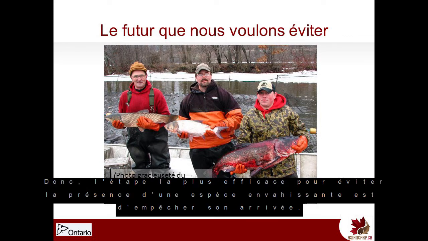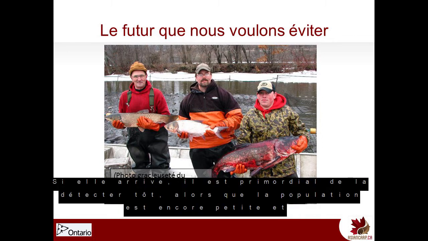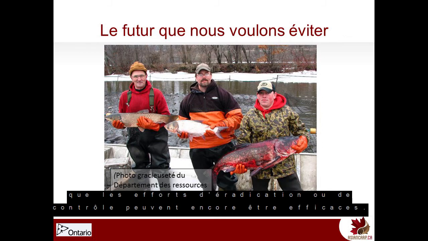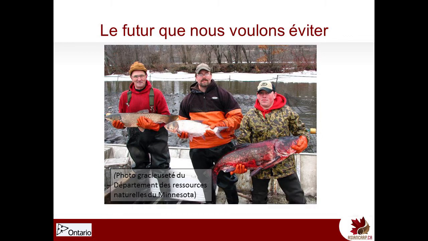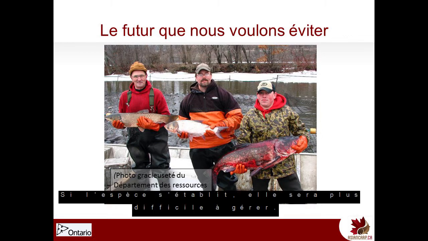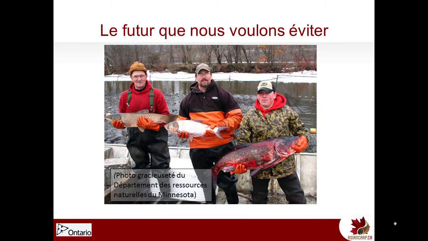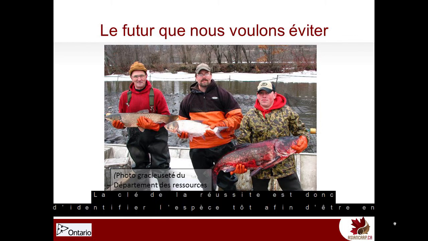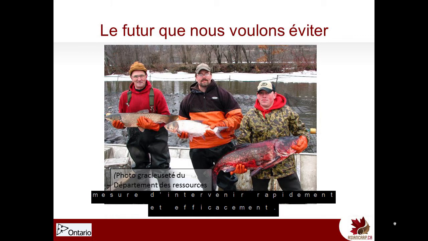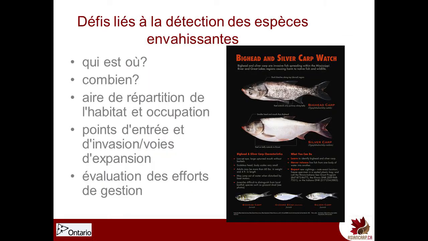The most effective step for invasive species is to prevent their arrival in the first place. If they do arrive, it's very important to identify that they're present early on, while they're still in low enough numbers that eradication or control efforts have a chance to be effective. If they do become established, it gets much more difficult to deal with them. So the key is to identify them early on to be able to respond quickly and effectively.